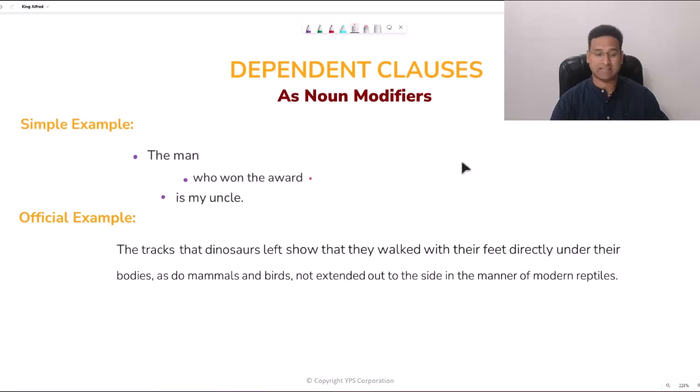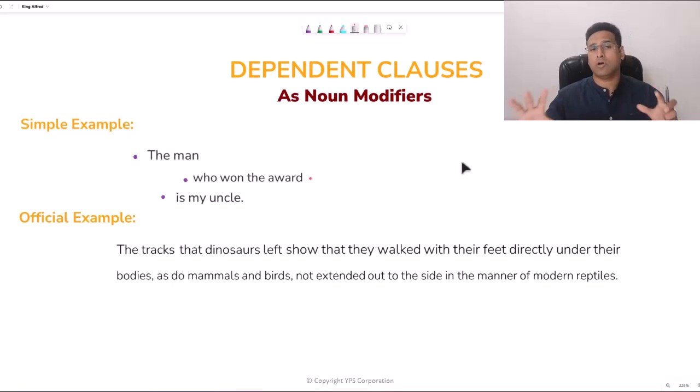Let's take a look at a second example. And this time we're looking at an official example. A very popular question. We've even covered this in one of our earlier videos. The tracks that dinosaurs left show that they walked with their feet directly under their bodies, as do mammals and birds, not extended out to the side in the manner of modern reptiles.